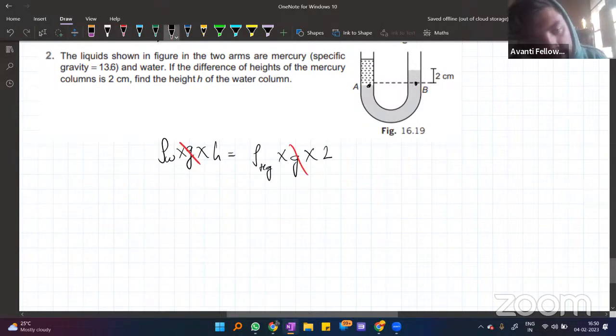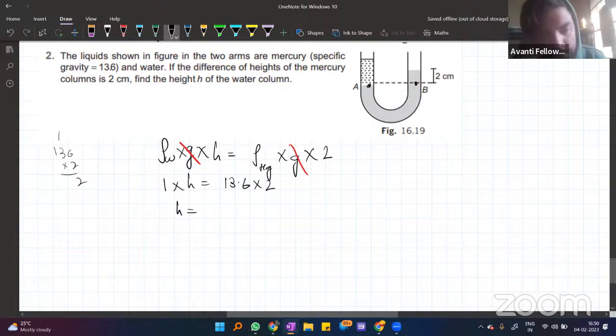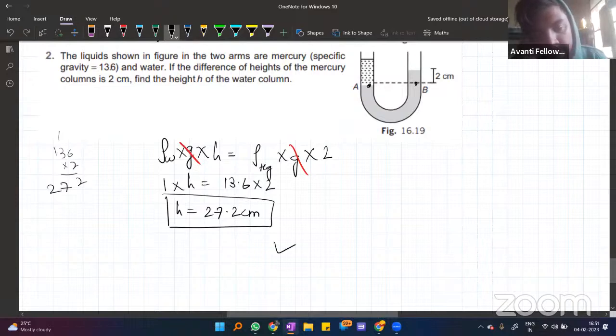Rho of water in CGS is 1. Height H we have to calculate. This is 13.6 into 2. So H will be equal to 13.6 into 2. That will be equal to, let me solve it, 27.2 centimeter. Hopefully this question is clear to you all, right?